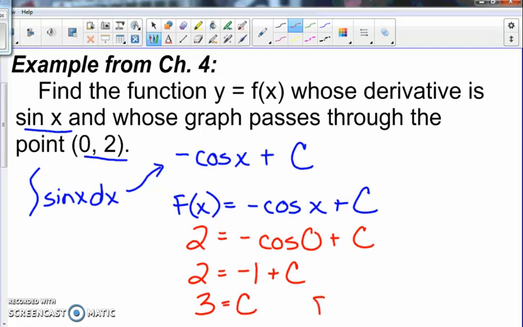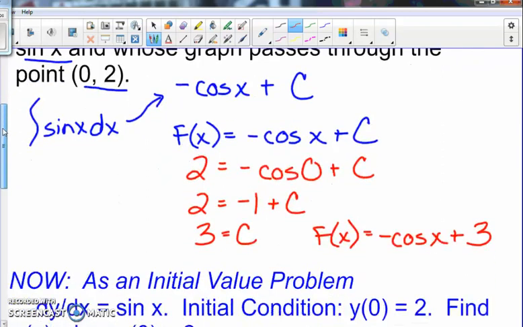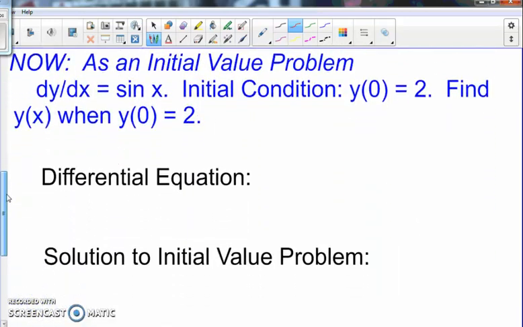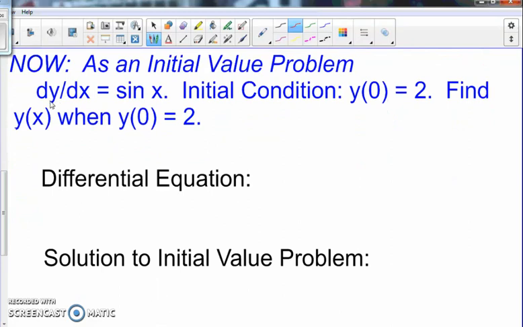So our particular solution would be f of x equals negative cosine of x plus 3. Okay? Hopefully all of that rings a bell with you. That's something we would have done last semester. So then what if you had a problem that looked like this? dy/dx equals sine of x. Initial condition, y of 0 equals 2. Find y of x when y of 0 is equal to 2.